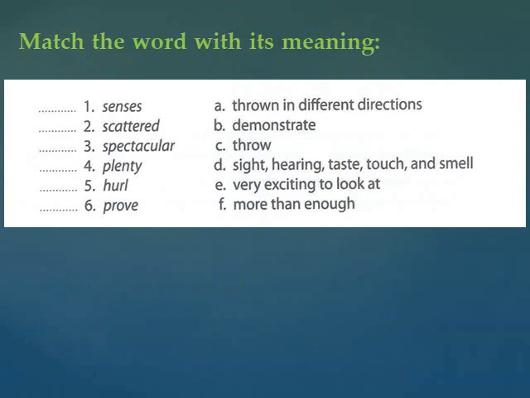Here we have an exercise where we're going to match the word with its meaning after we talked about the meanings of each word. So I'm gonna answer the first one with you and you can answer the rest by yourselves. We have the first one, like we talked about, senses. We said that these are the 5 senses we all humans have. So the answer here is gonna be D. The senses are sight, hearing, taste, touch and smell.